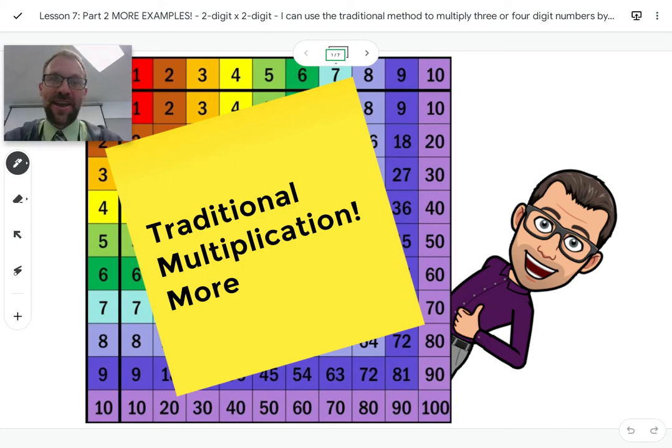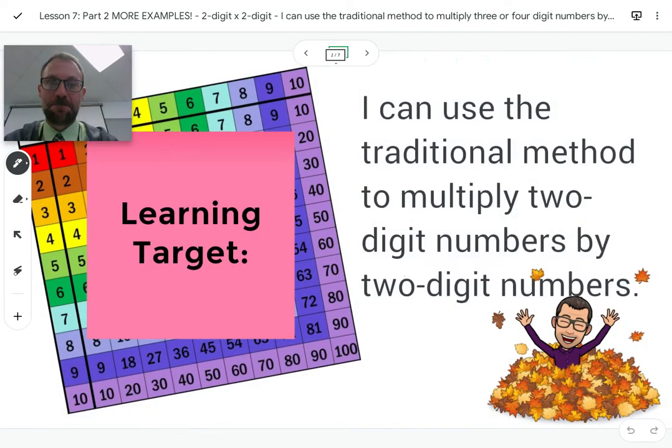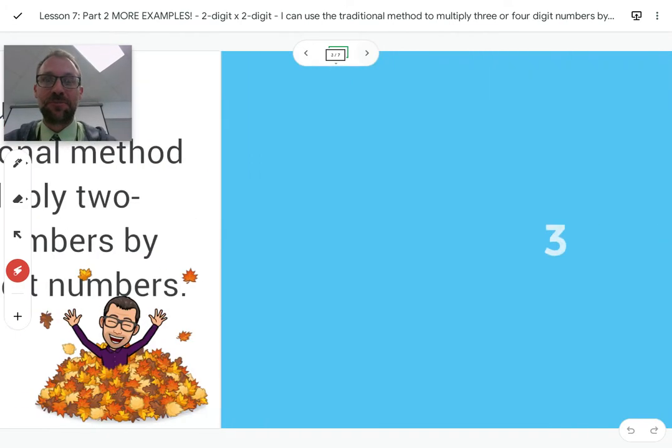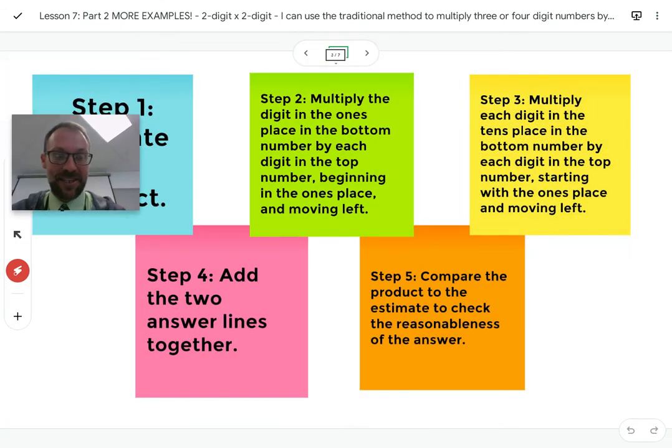Welcome to today's follow-up to our lesson on multiplying two-digit numbers by two-digit numbers. We'll do more examples as practiced today. Our learning target remains the same. I can use the traditional method to multiply two-digit numbers by two-digit numbers. Our steps remain the same.